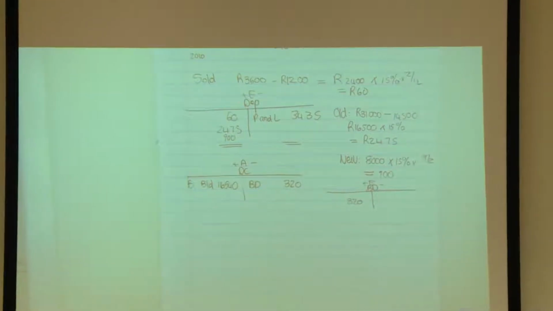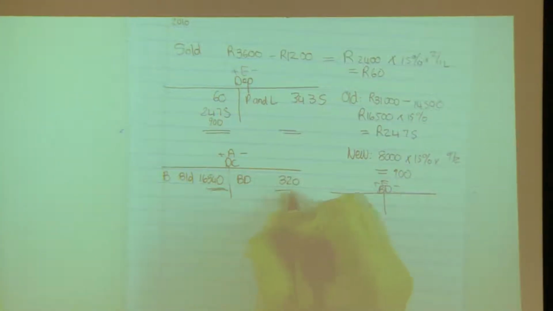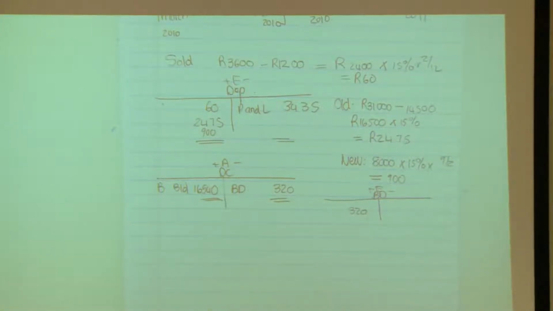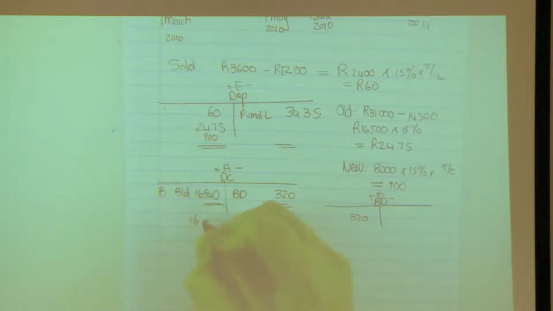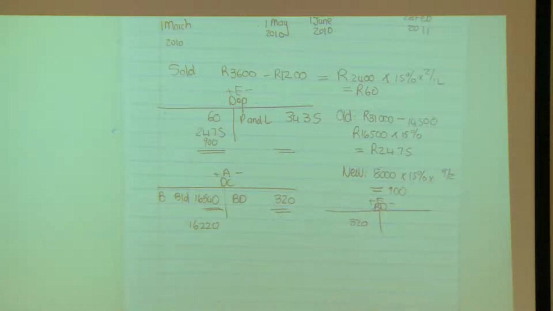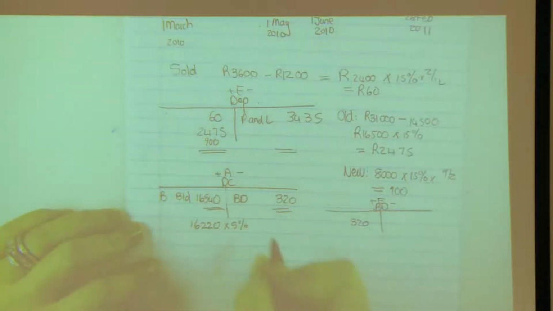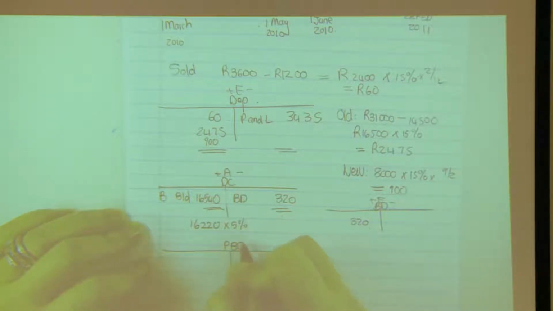Right, now I just draw a double line. Then I work out what is my new debtors control balance. Debit minus the credit side, what is my new balance? It's 16,220. And what do we need to times that with? 5%. So then I'm not going to write all the calculations down. I'm immediately going to take it to provision for bad debts.